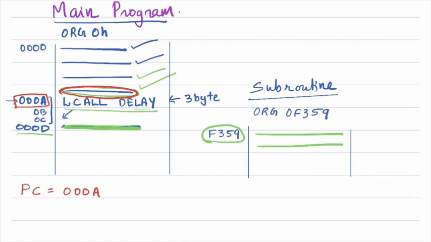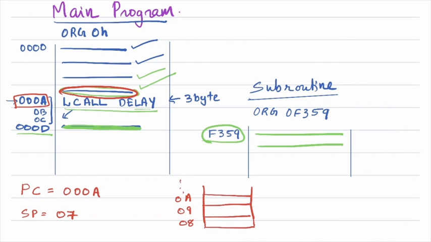Now the moment this lcall is being executed, what happens is, remember, the default value of the stack pointer is 07. Hence, the stack memory has to be 08 onwards. So 08, 09, 0A, like that, the stack memory. So now the stack memory is from 08 onwards.